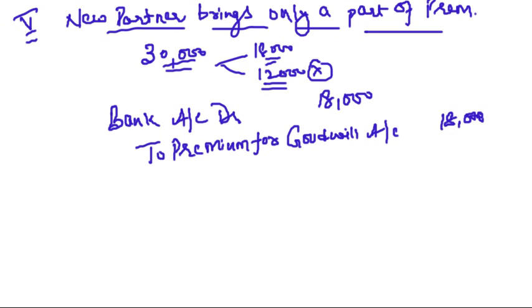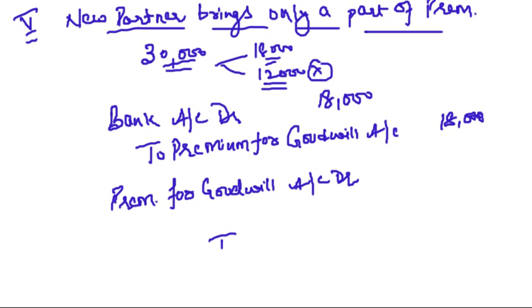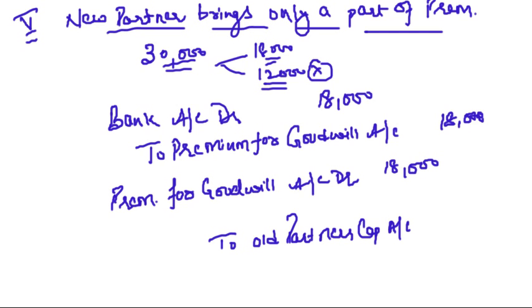Now, as we have discussed that this premium is to be adjusted through partners' capital accounts. So the entry for that is premium for goodwill account debit to old partners' capital account. Now what is the premium for goodwill that he has brought? 18,000. But the old partners are to be compensated with not 18,000. They are to be compensated with 30,000.